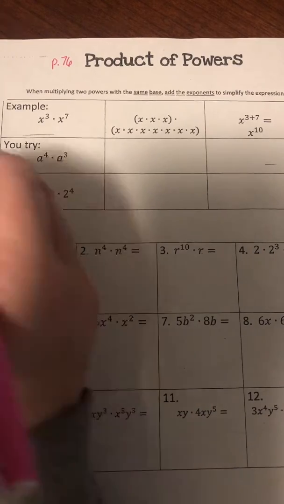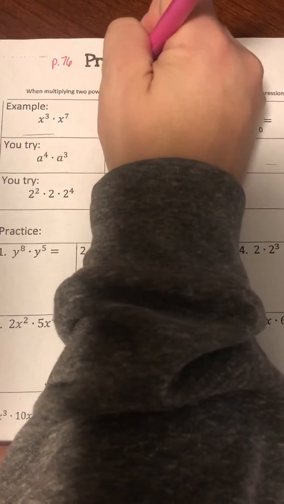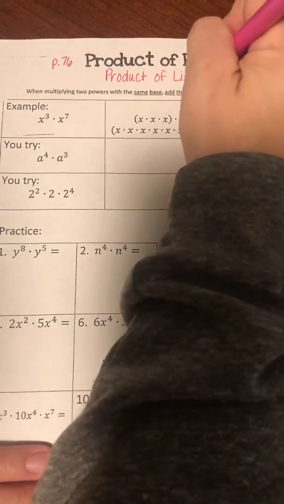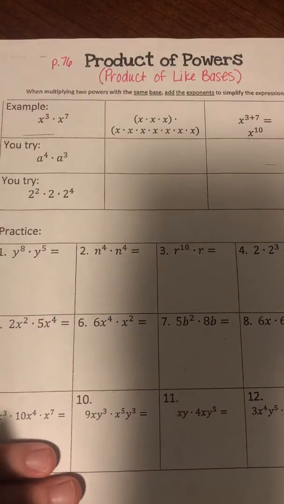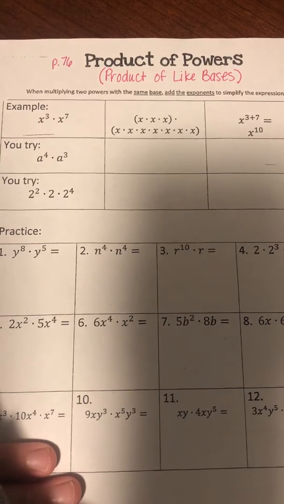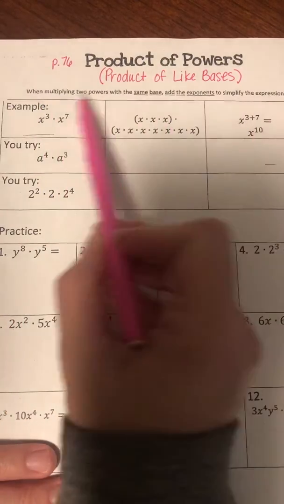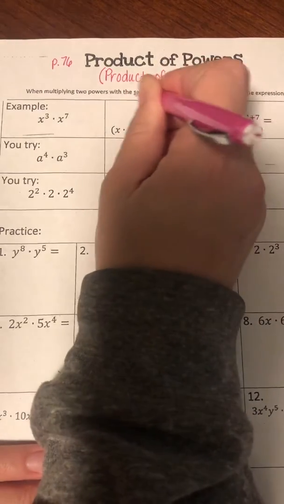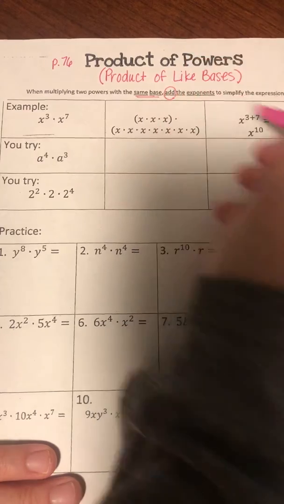The product of powers is also sometimes called the product of like bases. So if you'll write that up at the top of your paper. The product of like bases has one rule, and the rule is listed here up above. So when multiplying two powers with the same base, this part right here is really important, it has to have the same base, then you're going to add the exponents.